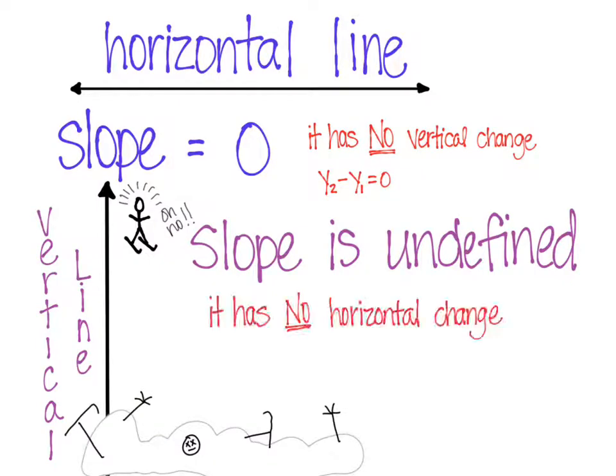But the reality is, it's because it has no horizontal change. It does not change to the left or the right. It's just straight up and down, vertical. And the x sub 2 minus x sub 1, the way we calculate the horizontal change, is 0. And you're going to see in a little bit that this is going to go in the denominator for an equation. And you can never have a 0 in a denominator, so we call that undefined.